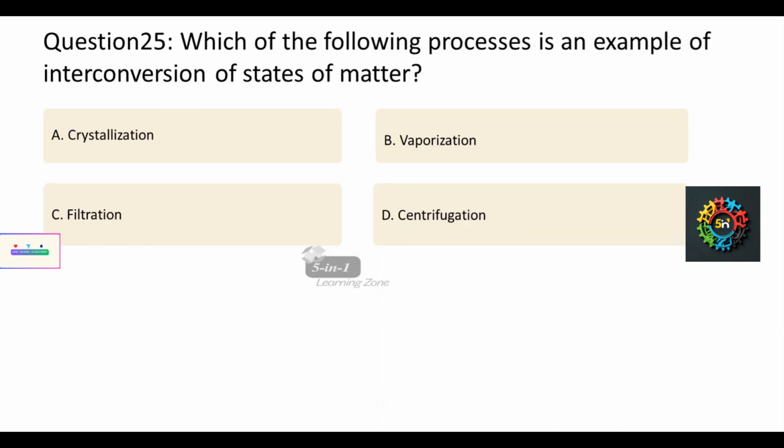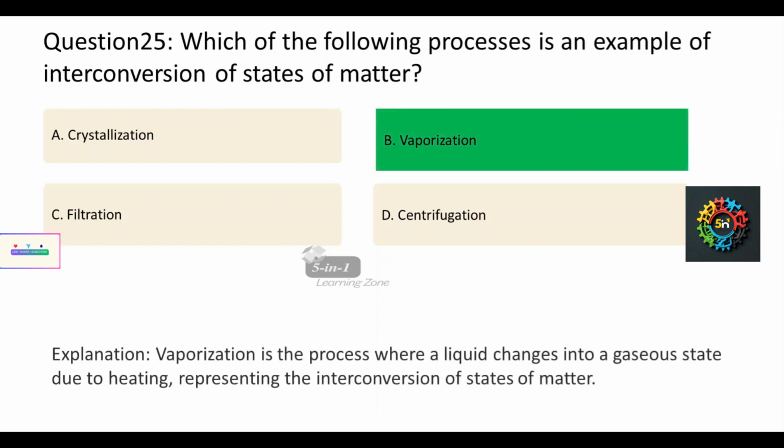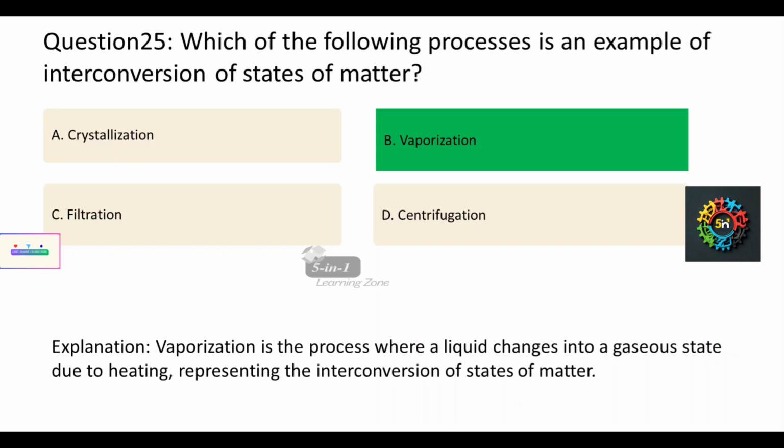Question 25. Which of the following processes is an example of interconversion of states of matter? Correct answer: B. Vaporization. Explanation: vaporization is the process where a liquid changes into a gaseous state due to heating, representing the interconversion of states of matter.